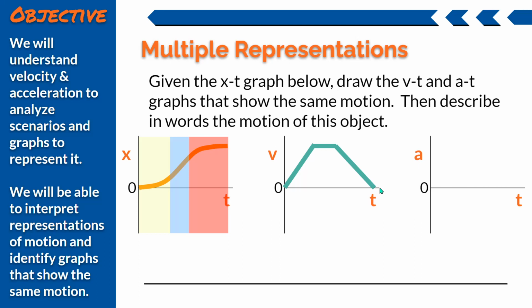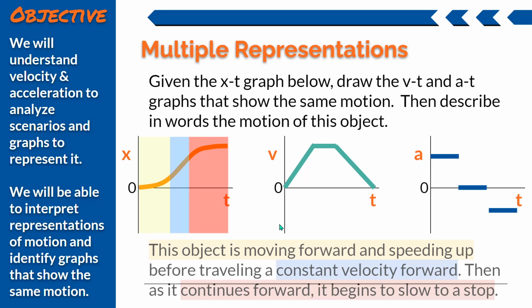That's the VT. The AT is easy. Look at the slope. This is a positive slope. Positive. This is 0 slope. 0. This is negative slope. Negative. That's it. That's how your AT graph looks. You could say this object is moving forward and speeding up before moving at a constant velocity. Then as it continues forward, it slows to a stop. That describes the motion as well.